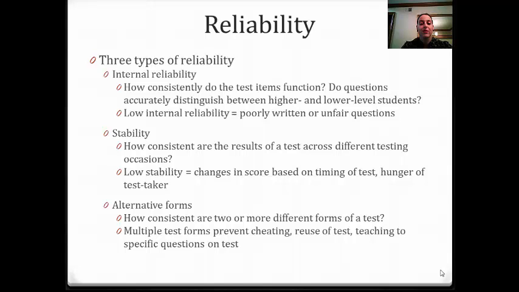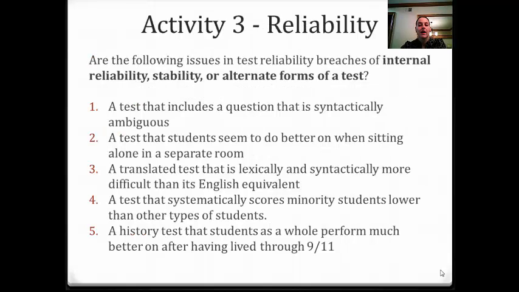So these are the three types of reliability. Okay. And now we're going to go into activity 3. Again, very similar to the other activities we've done in this unit. You can find this again in Blackboard under this unit where you're watching this video. Take a moment to go through these 5 situations and figure out if the following issues that they represent in terms of test reliability is because of internal reliability, stability, or alternative forms of a test. And we'll go over it together in a moment.